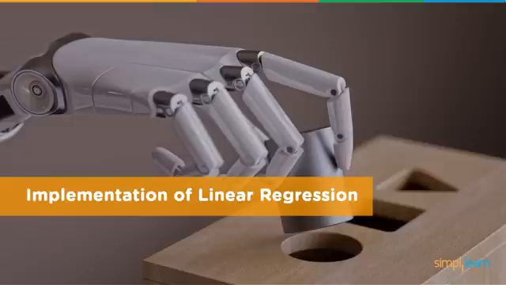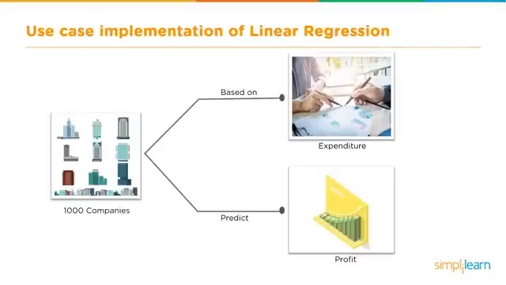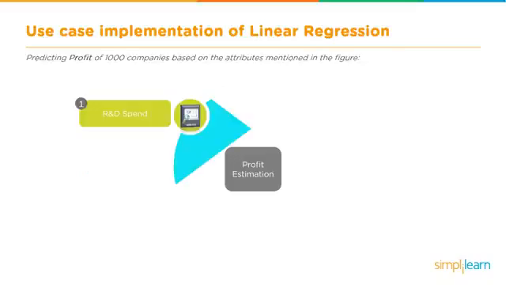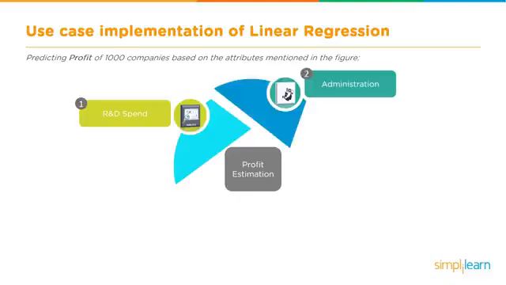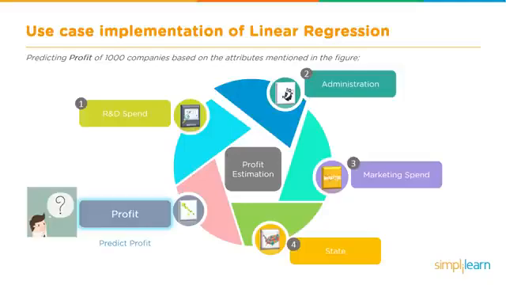Implementation of linear regression. Now we get into my favorite part. Let's understand how multiple linear regression works by implementing it in Python. If you remember before, we were looking at a company and just based on its R&D, trying to figure out its profit. We're going to go back to that and look at the expenditure of the company, and we're going to predict its profit. But instead of predicting it just on the R&D, we're going to look at other factors like administration costs, marketing costs, and so on. And from there, we're going to see if we can figure out what the profit of that company is going to be.